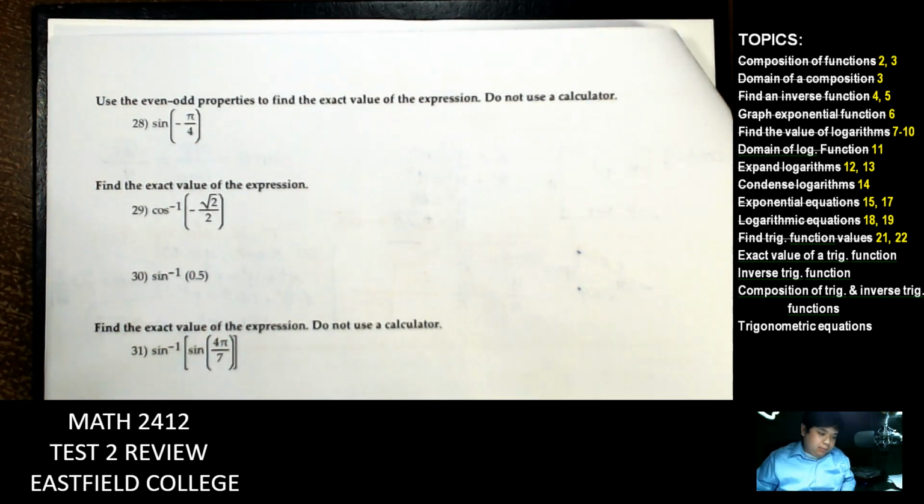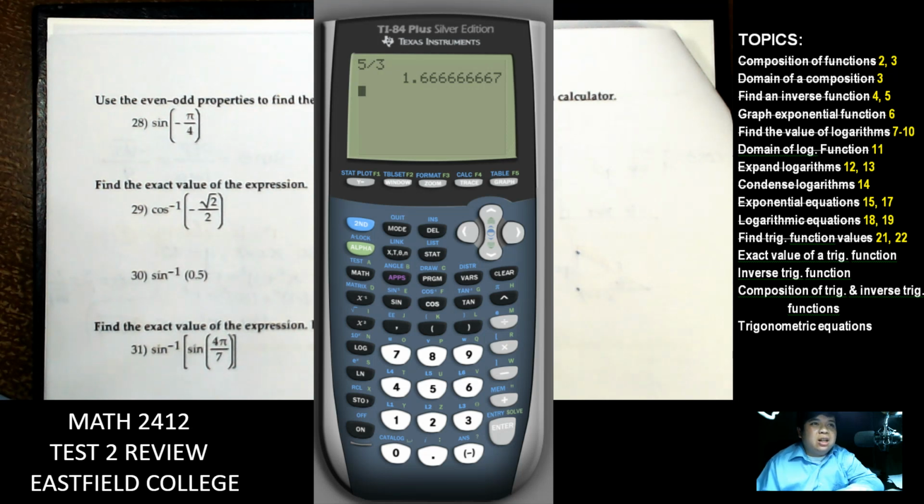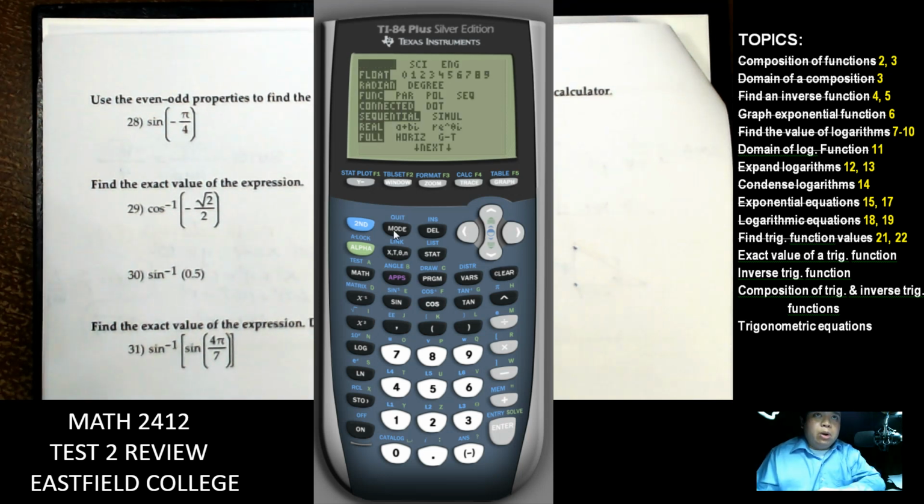Right. Next, we find the exact values of the inverse function. On this, if you memorize, good. If not, if you use a calculator, make sure it is in the degree mode. So hit mode, and I keep that as degree. Now I just hit cosine inverse.